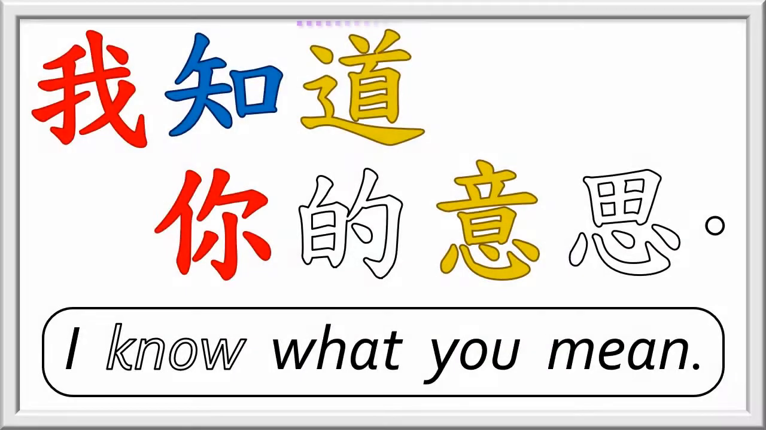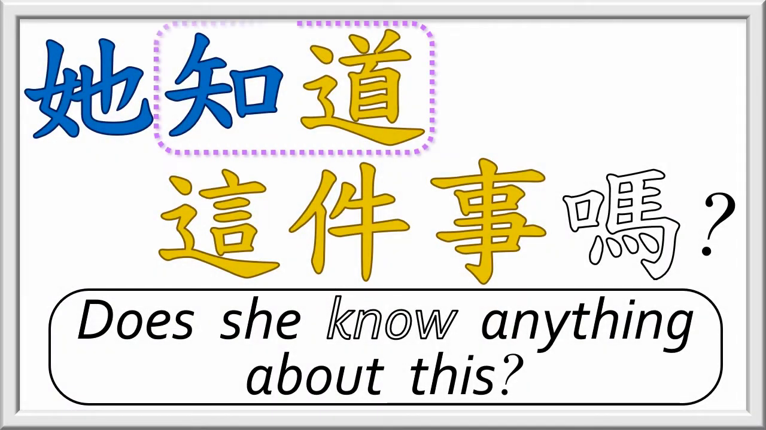Here are 3 examples. 我知道你的意思. I know what you mean. Remember that 意思 is always a noun in Chinese, while English mean is usually expressed as a verb. 她知道这件事吗? Does she know anything about this? Literally, does she know this matter?